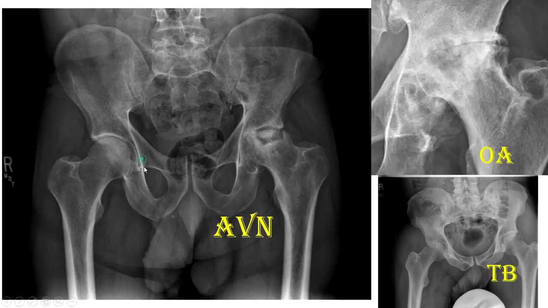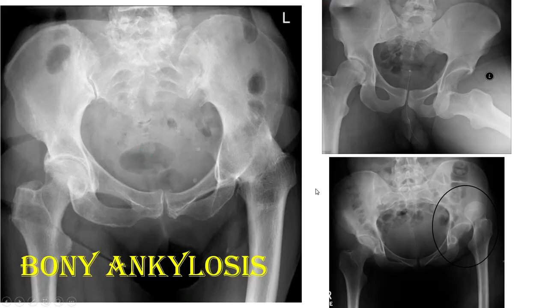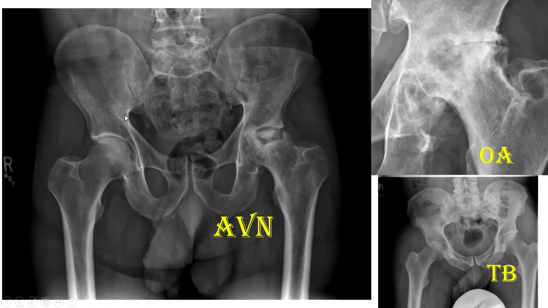This is called the ilioischial line, or it is also called Kohler's line. If the head or acetabulum floor invades this line, this is called protrusio acetabuli. This is the ilioischial line, and this line is called the iliopectineal line. Symphysis you all know.